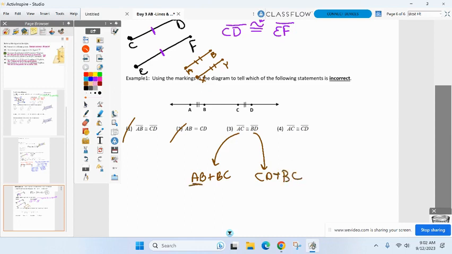What do you know about these 2? AB and CD, what do you know about them? Look at the diagram. They're the same length. They're congruent. And what am I adding to both of them? The same length. So what do you know about the wholes then? They have to be equal, right? If these 2 are originally congruent and I'm just adding on the same thing to both, don't the whole things have to be congruent? Yep, so that's true. I'm looking for the incorrect one. So the incorrect one, AC congruent to CD. That is not true.